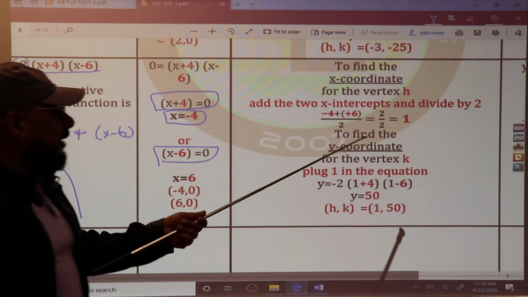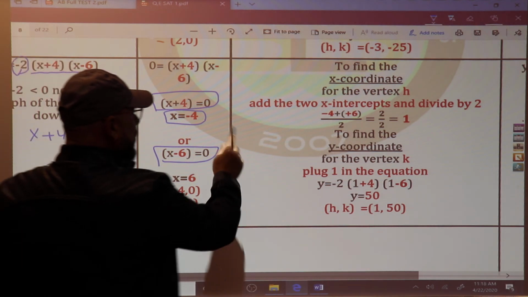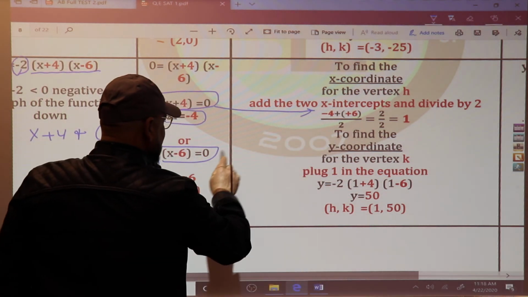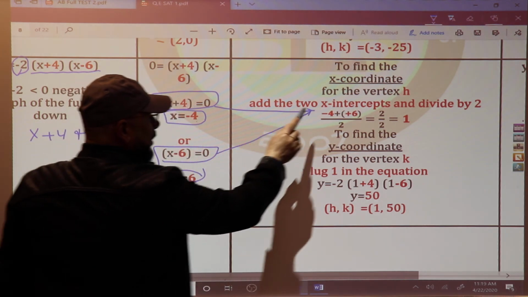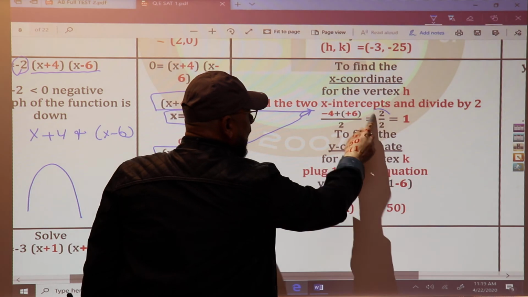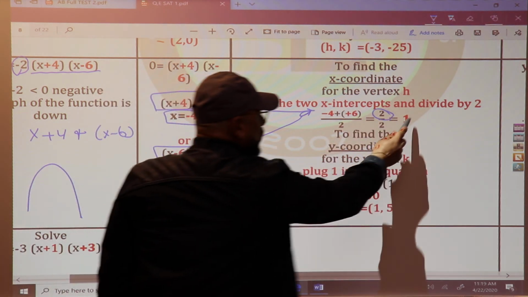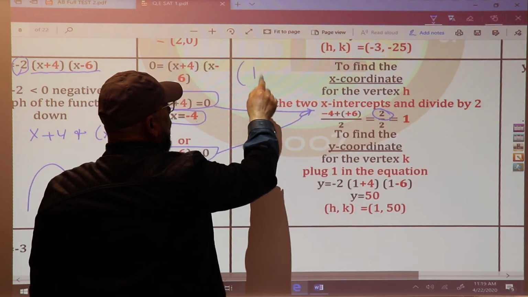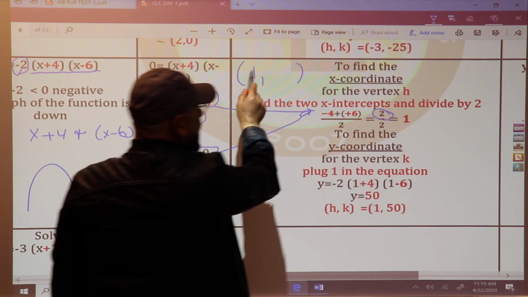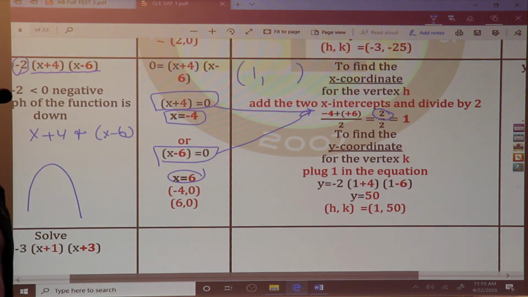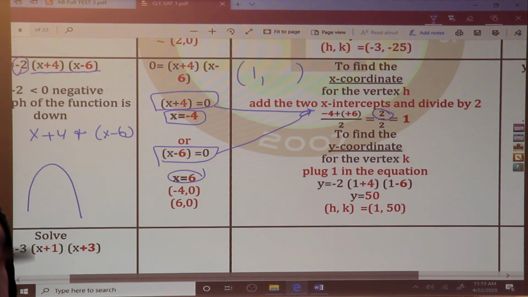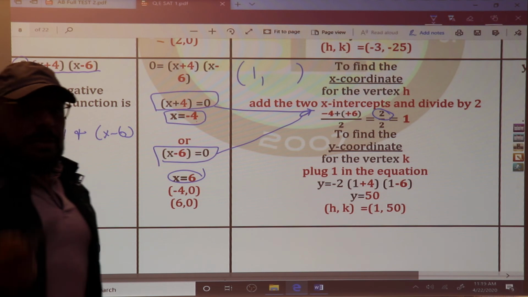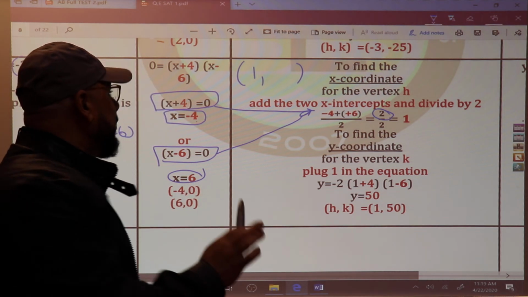Now to find the vertex, you remember what we did? Use my way. The two numbers, 6 and negative 4. Negative 4 plus 6 is 2. Divide by 2 is 1. Then if there is 1 in your choices, that's a quick hit and run, because you need time for the other problems, okay?